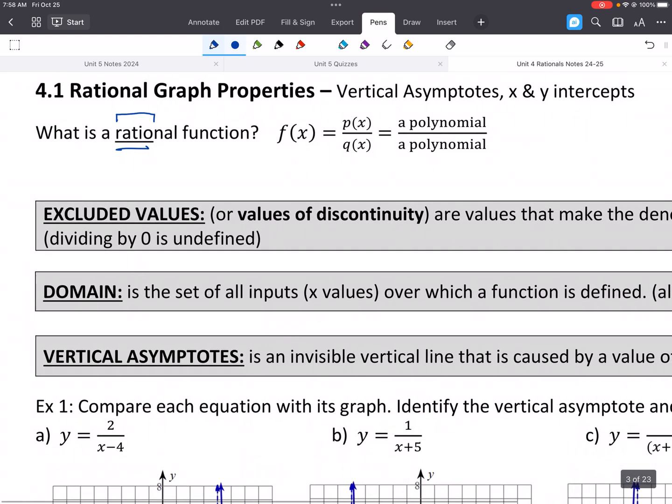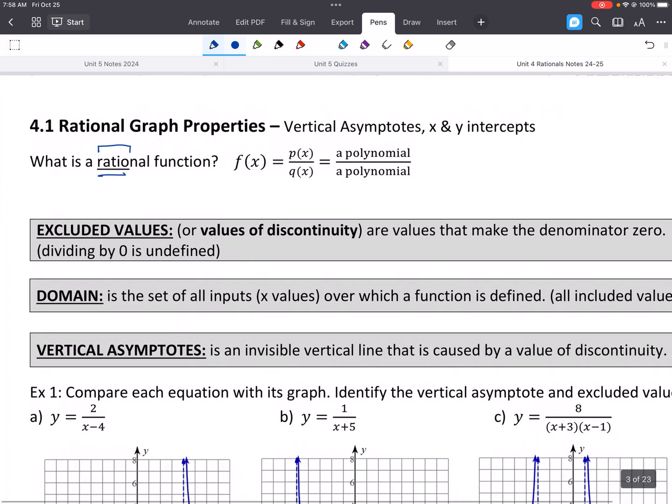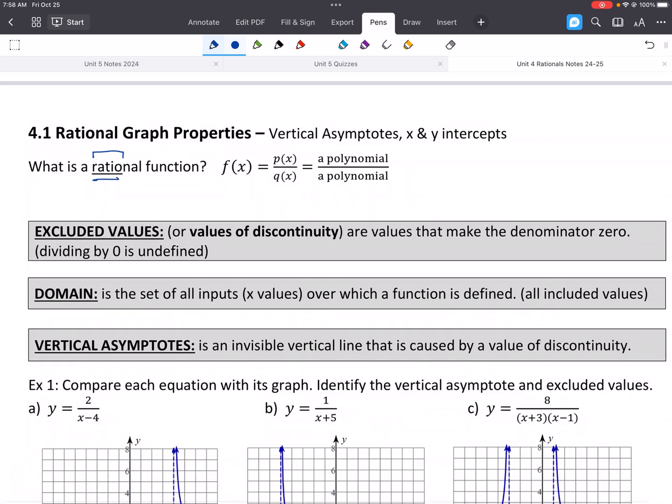Okay? So some of the things we're going to be asked to find for our homework, there's going to be 5. We're going to break it into 2 parts. So start with excluded values. Excluded values, sometimes they're also known as values of discontinuity, so keep that in mind. That's probably what it will say on your homework.